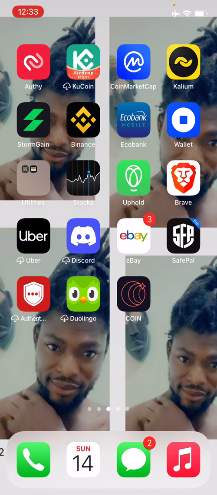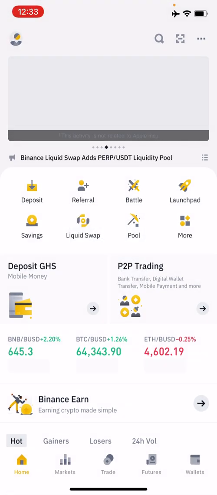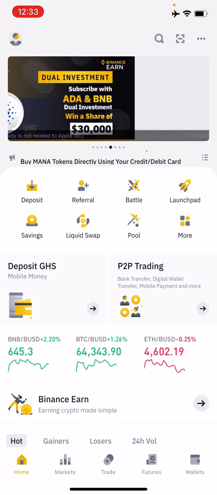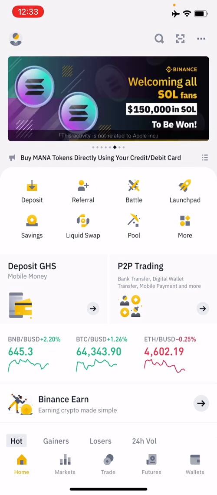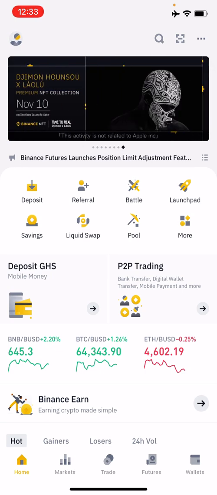So now let's go into Binance, and that's the Binance app. I'm doing this video on my phone because I mostly use the Binance app on my phone. I do most of my investments on my phone on the Binance app.